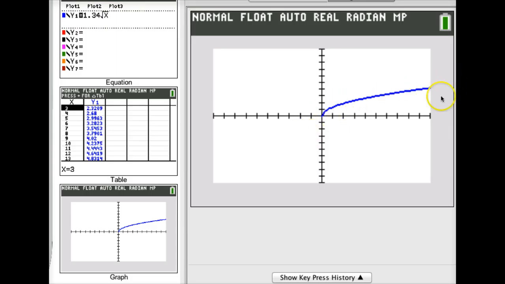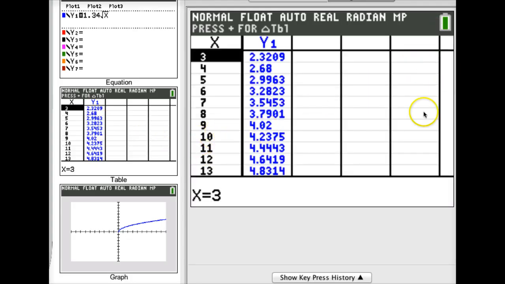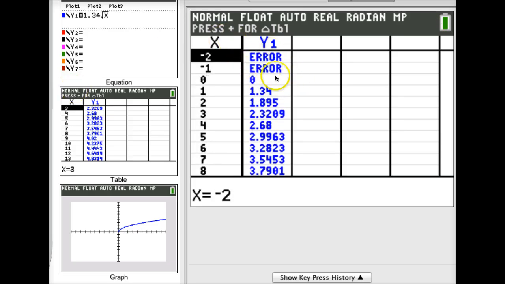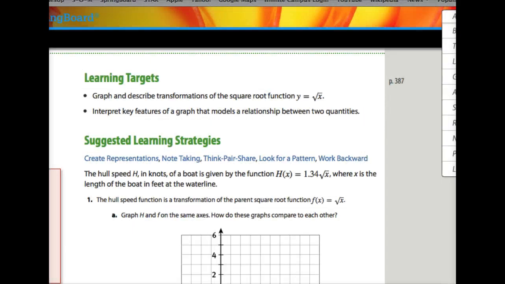You can see that if you just glance at the shape, it looks the same. But if I press second graph and look at the table, there we can see the differences. If I scroll here, notice that the negatives say error, so that's showing you the same thing. I can't put a negative number in for x there. But I do have different points: 0, 0, 1, 1.34, and 2, 1.89.